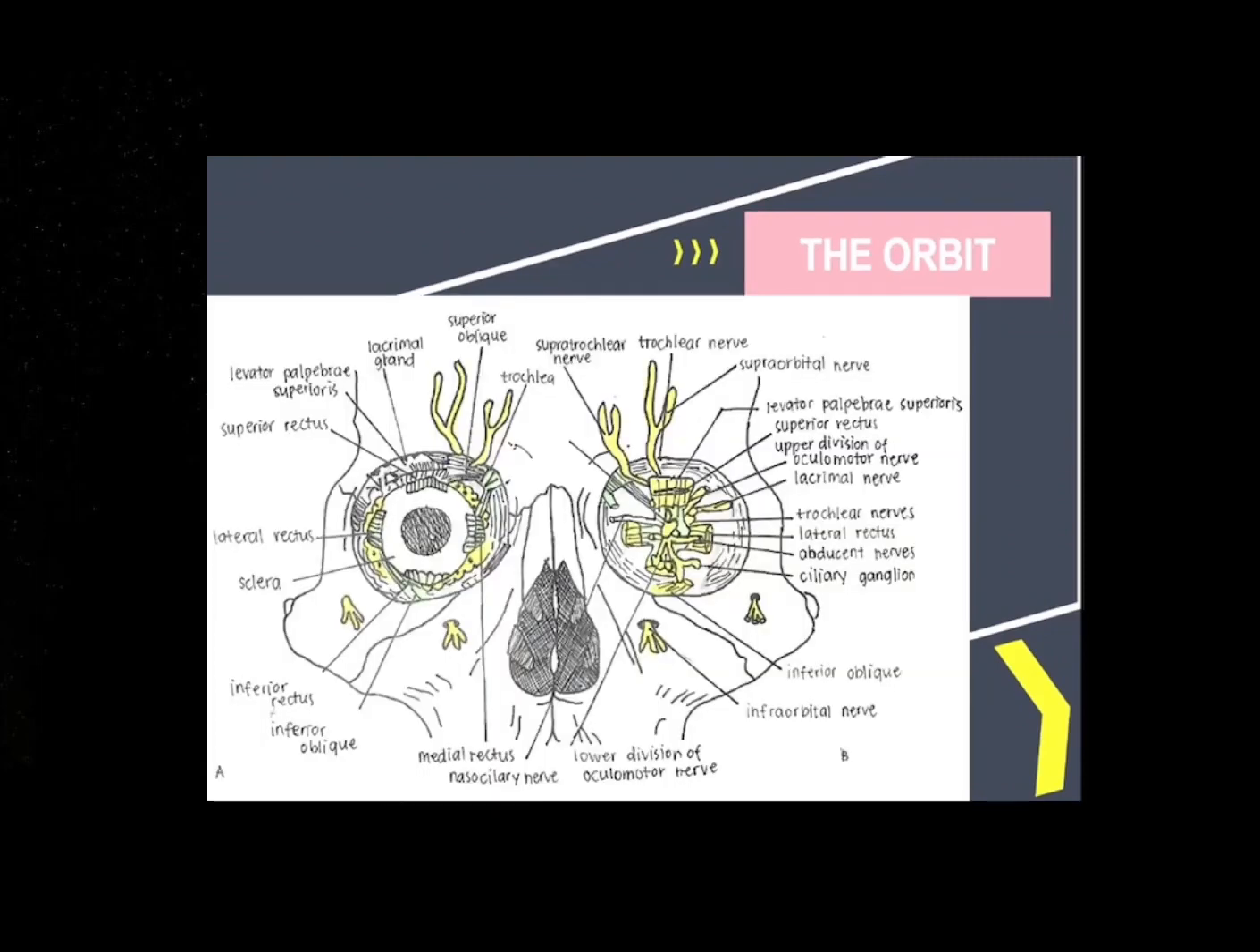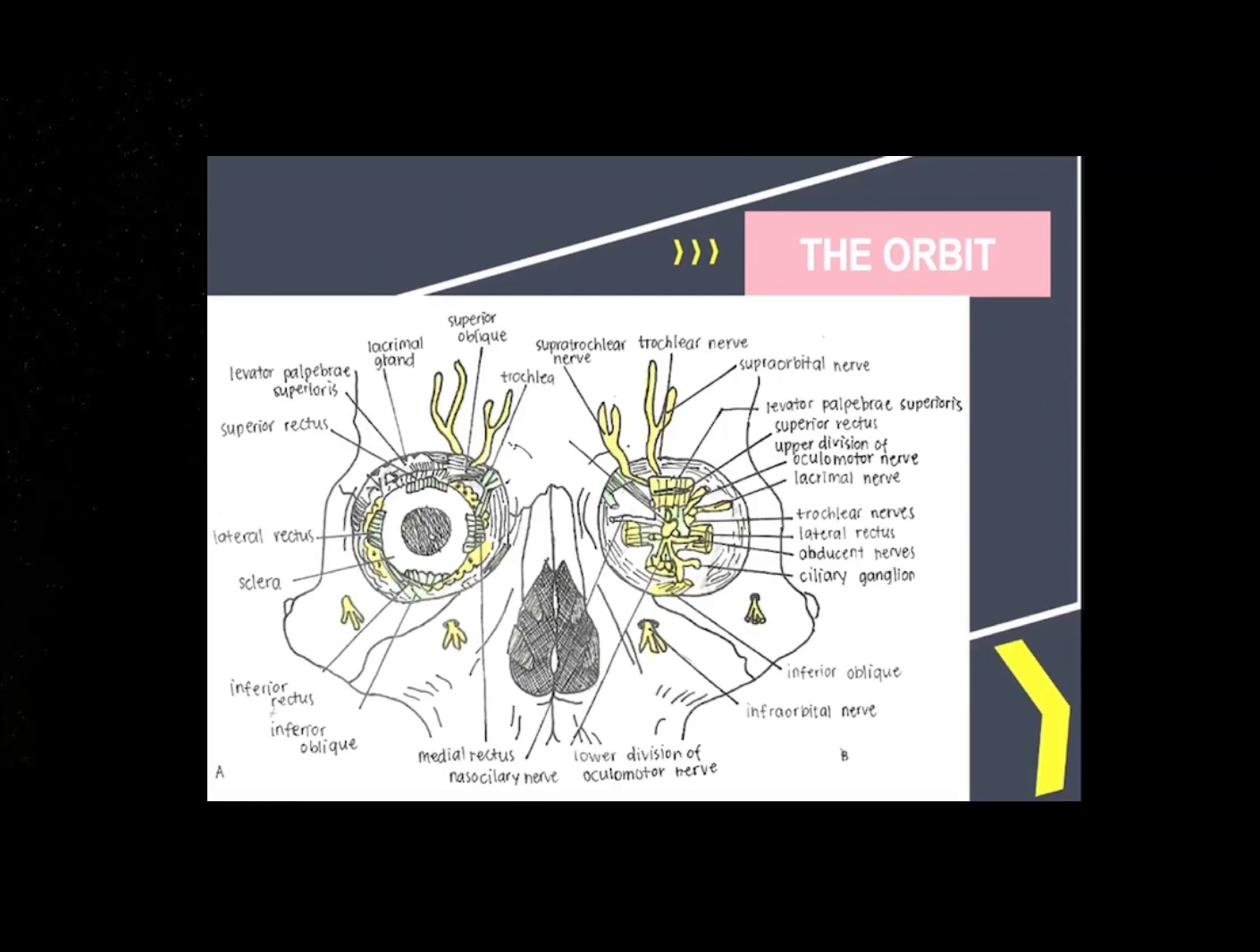Let's go to the movements of eyelids. The position of the eyelids at rest depends on the tone of the orbicularis oculi and the levator palpebrae superioris muscles, and the position of the eyeball. The eyelids are closed by the contraction of the orbicularis oculi and the relaxation of the levator palpebrae superioris muscles.